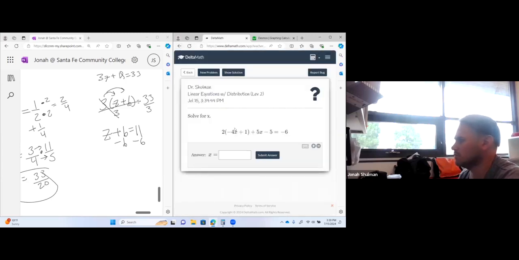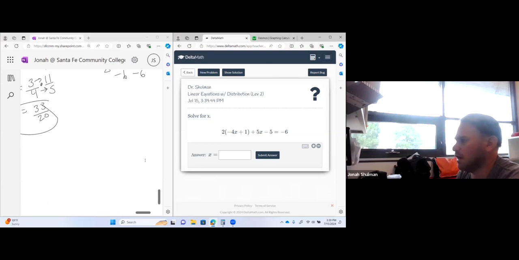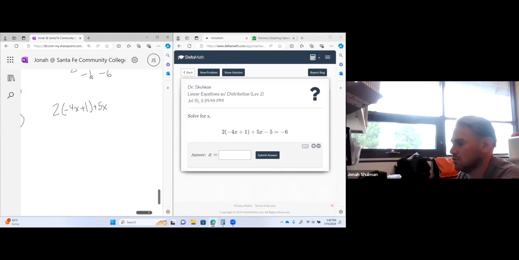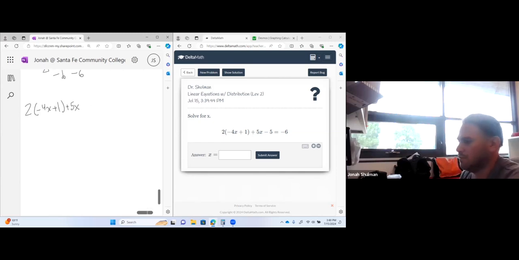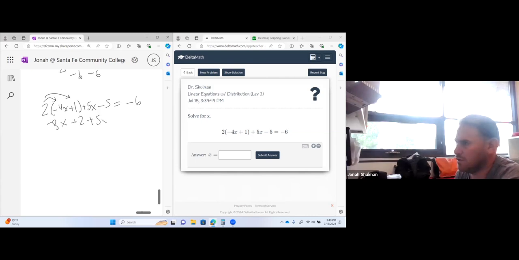Now let's go to level 2. Level 2, we do have to work it out because there's more steps here. So when there's more going on in the problem, you actually have to multiply it out. I need some more space. So here we go. So 5x minus 5 equals negative 6. First thing I'm going to do is distribute this and combine my like terms. Negative 8x plus 2 plus 5x minus 5 equals negative 6.